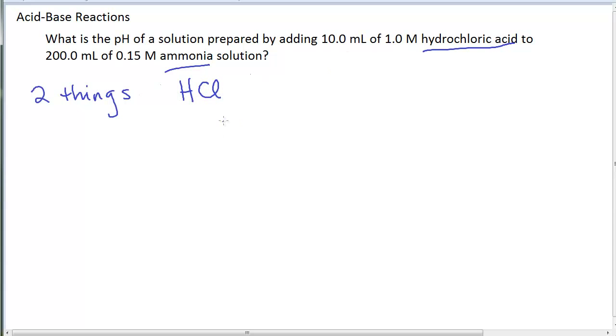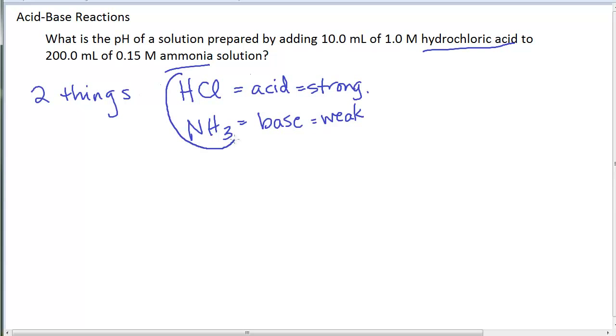Hydrochloric acid is HCl. That is indeed an acid. In fact, it is a strong acid. Ammonia is NH3. You should be familiar with both of those, and ammonia is a base. Indeed, it is a weak base. Those are all facts about those two that you should be familiar with. So, I have an acid and a base. And that is always how it will end up if we have two things and it's a what is the pH of question. So I've got my acid and a base.